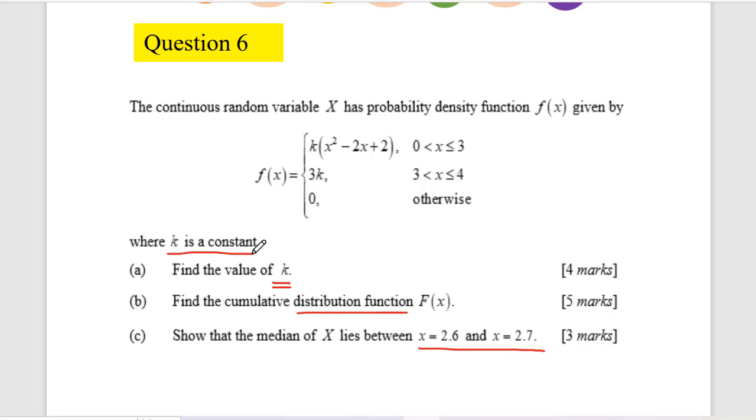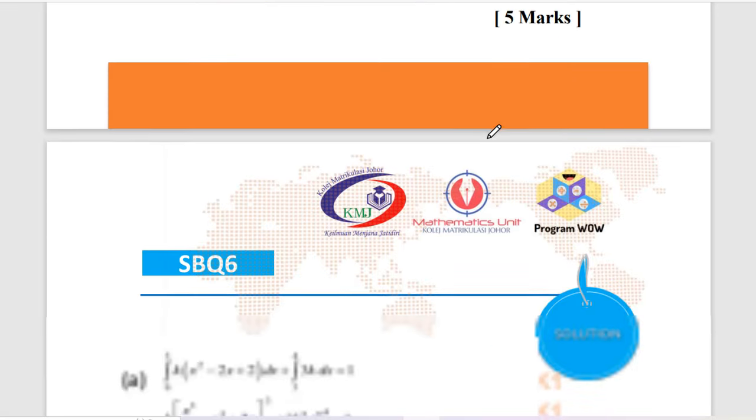So, first of all, kita kena dapatkan dulu nilai K untuk part A. Okay, so untuk dapatkan nilai K, bila kita nak dapatkan nilai K ni, sebab awak diberi PDF. Okay, bila diberi PDF, maksudnya, kita tahu total probability adalah sama dengan 1. So, maksudnya dekat sini awak kena integrate daripada 0 sampai 3 tambah integrate daripada 3 sampai 4 function ni dan equalkan dengan 1. Kita kena totalkan semua. Okay, so look at the solution.